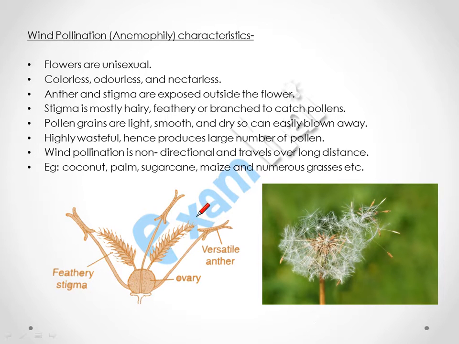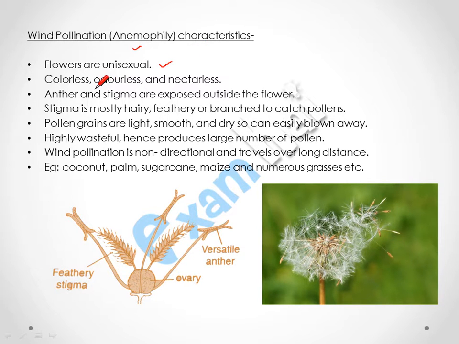So now we will discuss wind pollination, or anemophily. What are the characteristics of wind pollination? The flower must be unisexual. If the flower is unisexual, then the pollen grain can be transferred through wind and can pollinate the stigma of another flower of another plant.